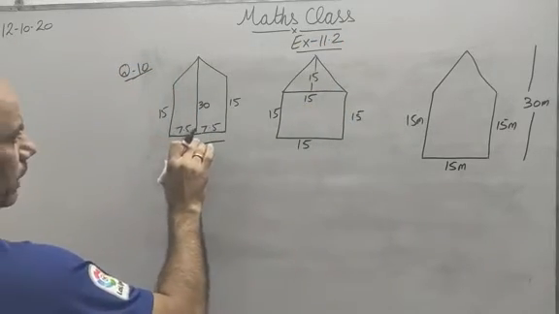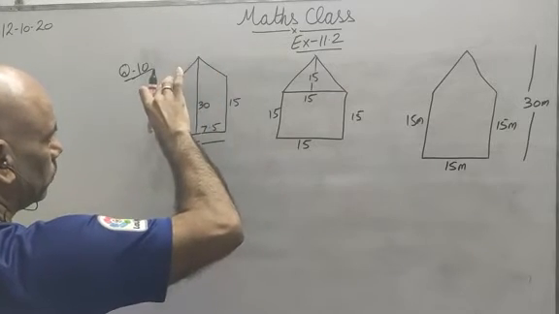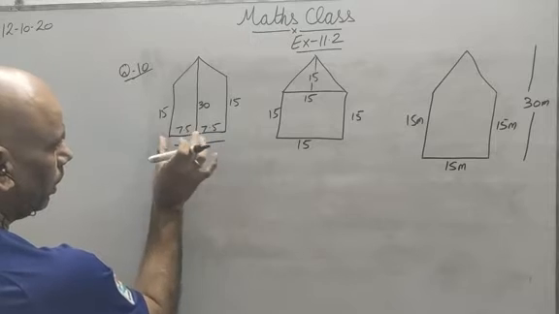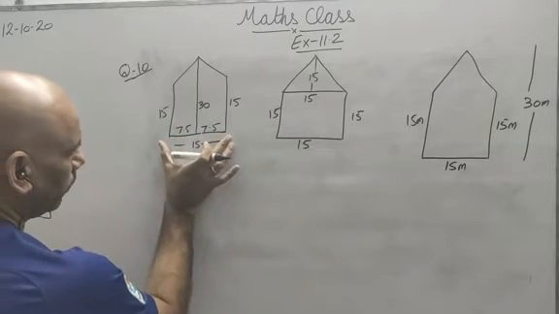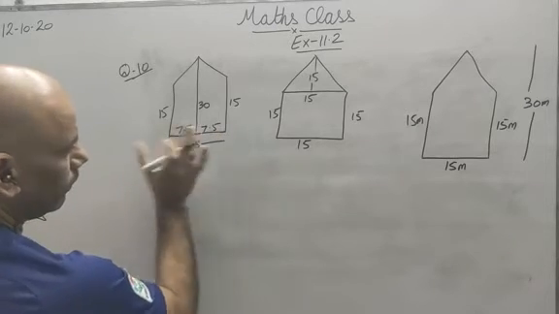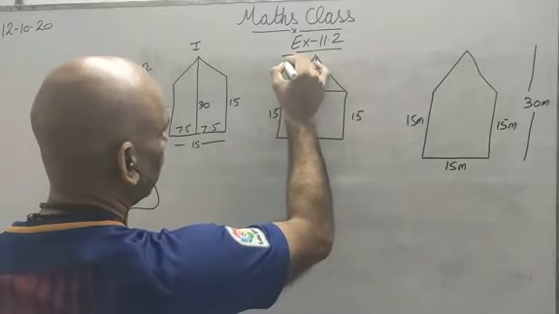Now another girl has done it in a trapezium way. This was 30. So this was 15. This was 15. So it has been divided into both the trapeziums equally. So since it was 15, here it will be 7.5 and 7.5. So this is the first method. This is the second method.